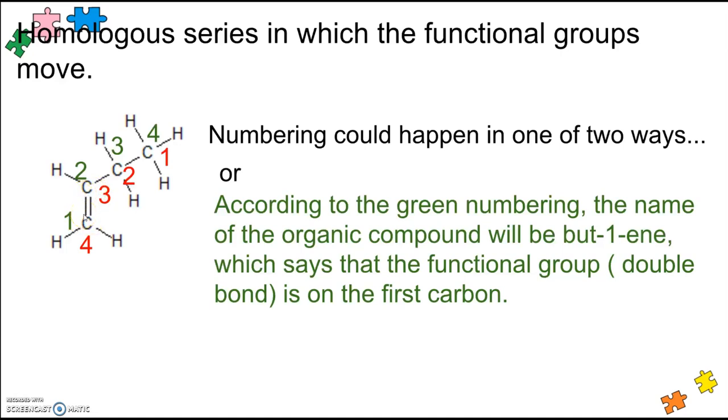Or putting this differently, the functional group must be on the carbon with the lowest possible number. If we look at the green numbering, the name of the organic compound will be but-1-ene, which says that the functional group is situated on the first carbon. We know where the last part of the name comes from. It's from the alkene. And we're doing this naming from the back, so we've now figured out this part. And this 1 tells us that this functional group is on the first carbon in the chain.